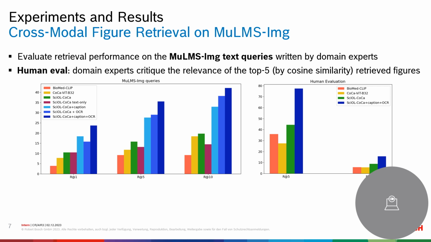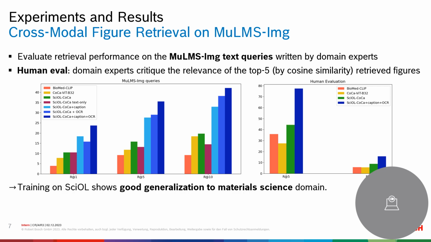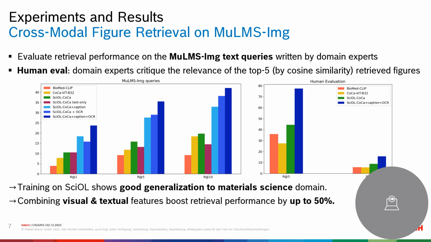We evaluate the image-to-text retrieval performance of our models on the MuLMS-Img text queries. Since MuLMS-Img is composed of comparably few samples, we add 20% of the figures from the SciOL test split as negative samples. We can see that training on SciOL largely improves performance compared to the non-scientific COCA and existing scientific image text models. By adding textual features, we can observe a large increase by up to 50% in the retrieval performance on the MuLMS-Img queries.